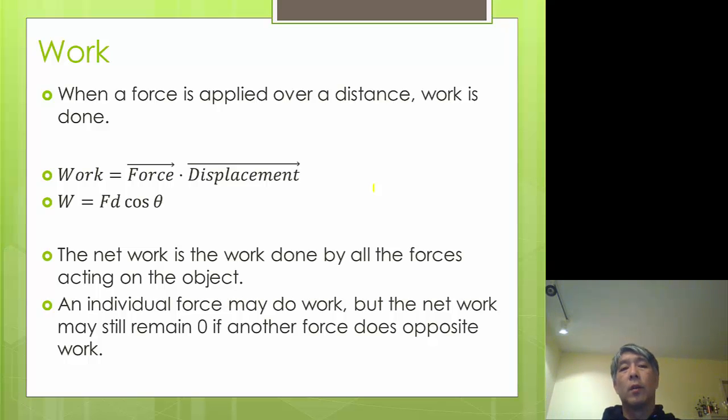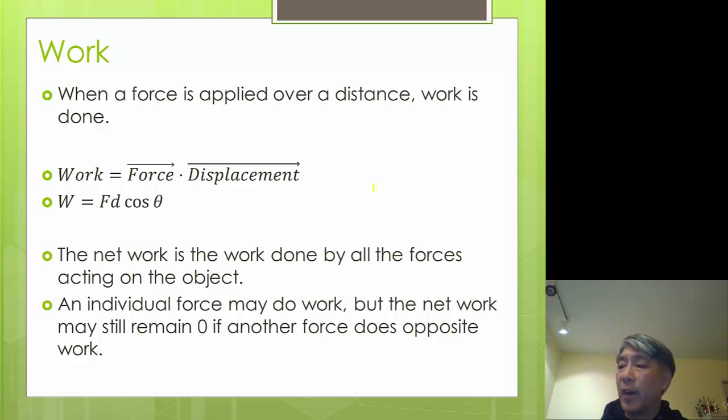Which brings us to work, okay? Last year we thought of work as force times distance, or in some rare cases, we had the force being applied at some angle over the displacement. This year, especially if you've had pre-calc already, you've gone through vectors, and you have to understand that this formula is actually a dot product.